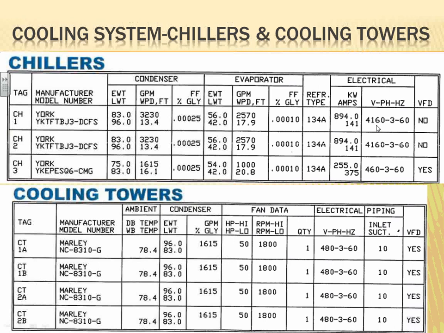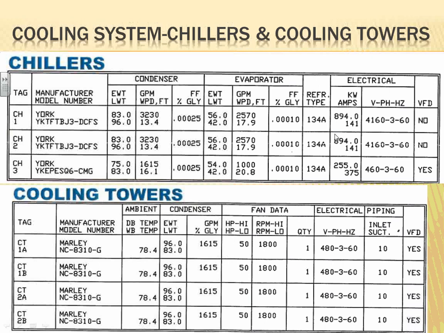Look at the voltage. There's a voltage of 4160. Two of them are actually so-called medium voltage, so they're 5 kilovolt. And one of them is 460. And the kW is the most important thing. The size that I'm going to be sizing my equipment based on is 894.0. And the full load amp, this is the so-called rated load amps. When I did the calculation for you guys, you see the word rated load amps or rated load current. This 140, 140, and 375, these are rated load amps.